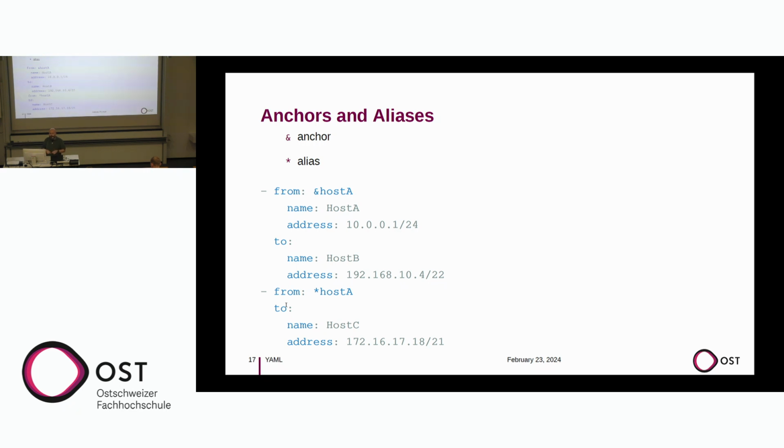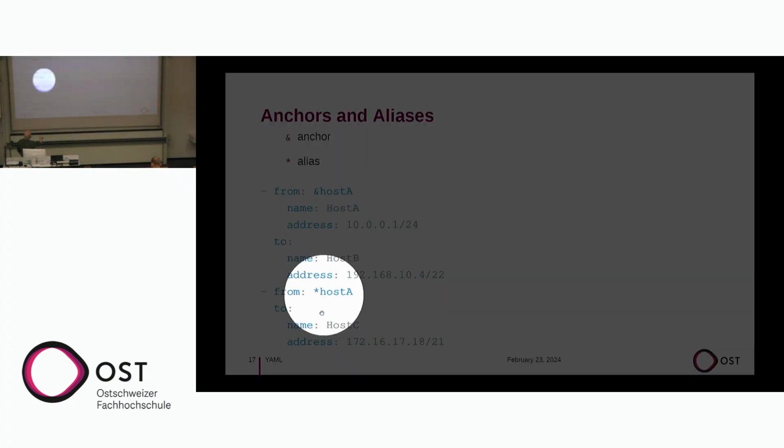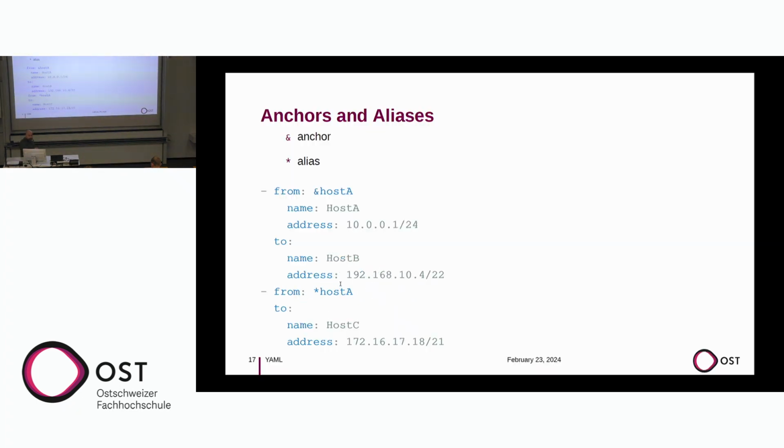The same works for more complicated data structures like dictionaries or maps. Here we have host A defined with these two key-value pairs, and in the next rule we can use this again. The only thing we have to be aware of is that we are not making recursive loops. There is a Wikipedia article, I think it's called YAML bomb, where you can crash your computer when you make a recursive loop. The same is actually possible in XML. Yes?